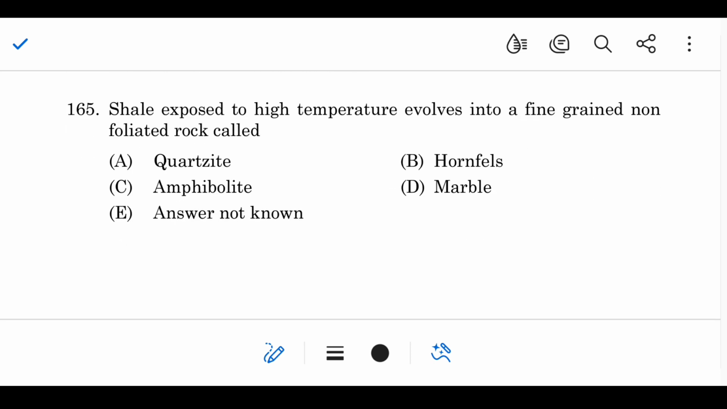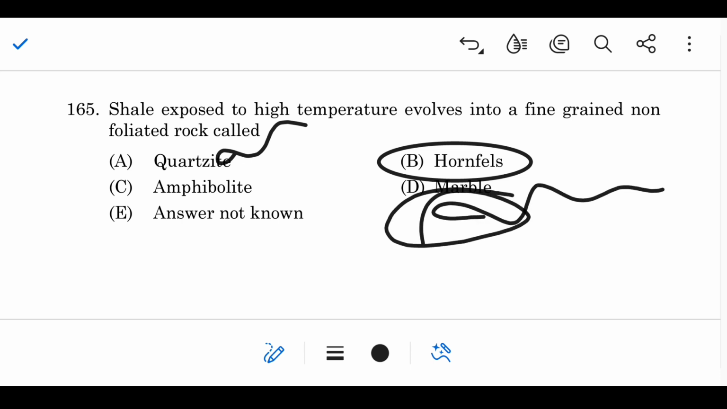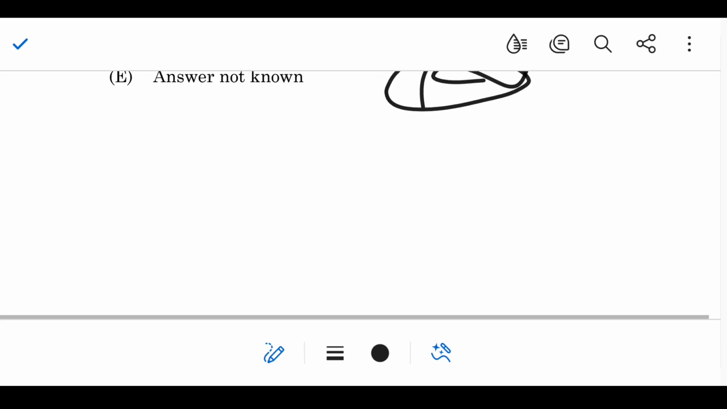Shale exposed to high temperature evolves into a fine-grained non-foliated rock called hornfels. Sandstone is metamorphosed into quartzite. Limestone is metamorphosed into marble. Okay.